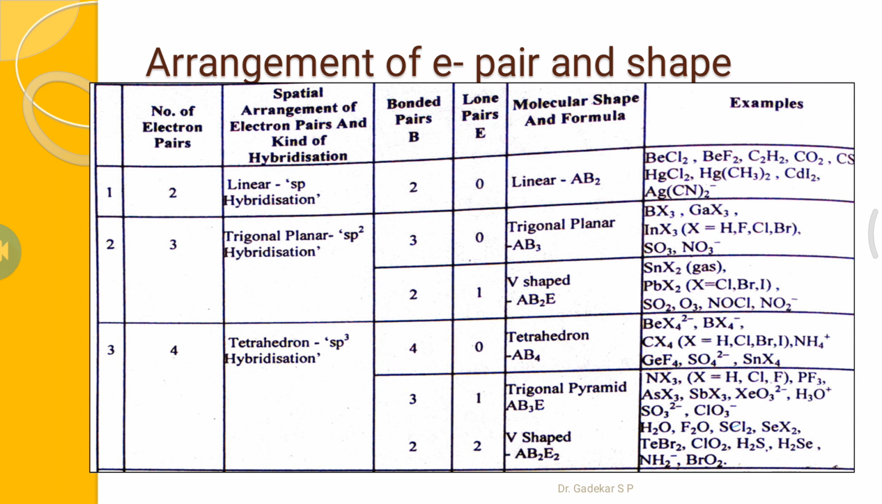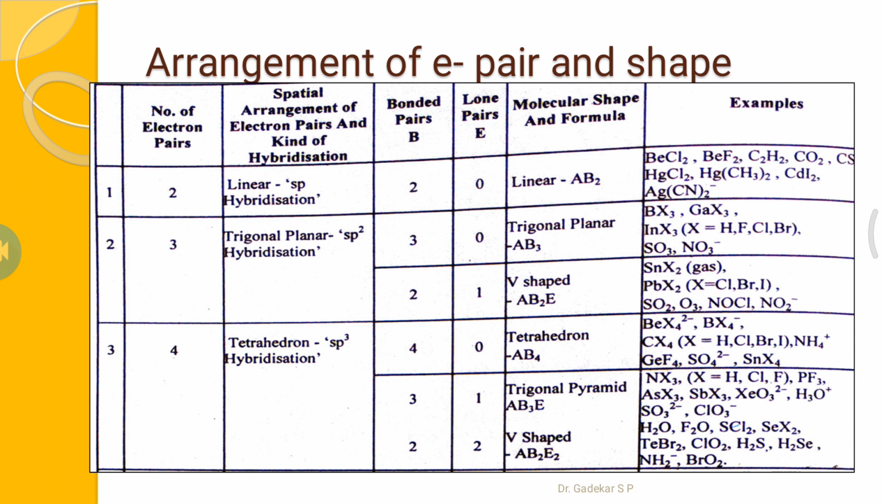Molecules of types AB2 form compounds like barium chloride, barium fluoride, ethane, carbon dioxide, carbon disulfide, mercury dichloride, etc. These are molecules containing 2 electron pairs, with a linear shape. 2 bond pairs are present and 0 lone pairs. So, second example.